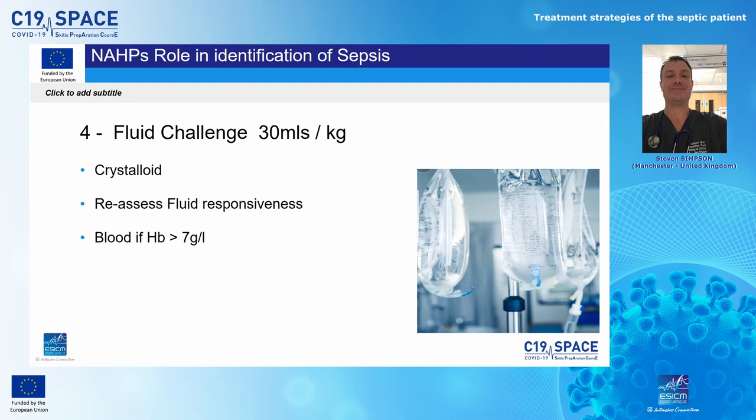As with any treatment, we need to reassess the patient. Are they fluid responsive? Has giving a fluid challenge improved the patient's condition? We also need to be aware that patients that have got signs of heart failure or have severe renal failure may need an altered fluid challenge. We need to be aware of a patient's hemoglobin, and if a patient's hemoglobin drops to less than 7 grams a litre, we may need to give a blood transfusion instead of a fluid challenge.